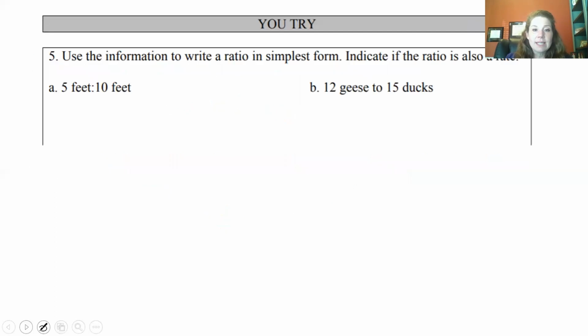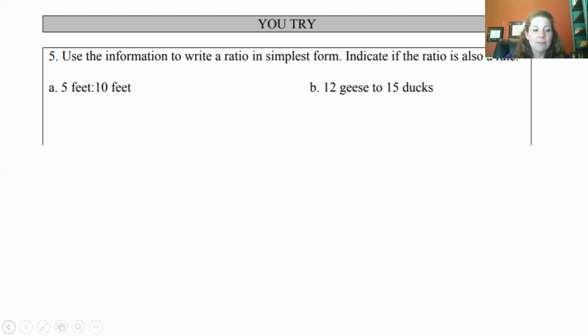All right. So I have some for you guys to try. So you're going to simplify these ratios. It says use the information to write in simplest form. Indicate if the ratio is also a rate. So if you have 2 different things like geese and ducks, you have a rate, okay?